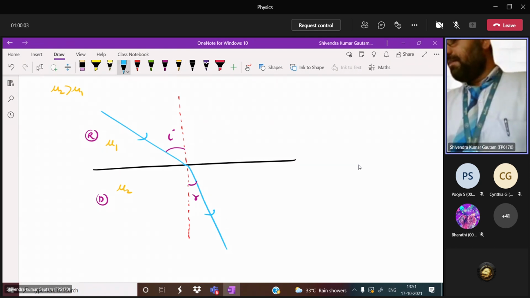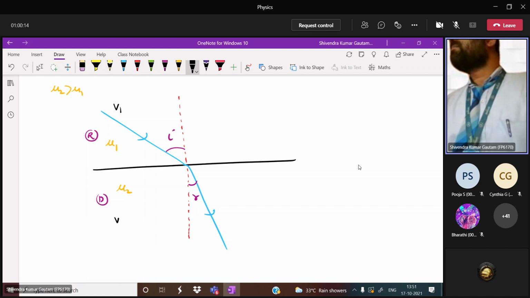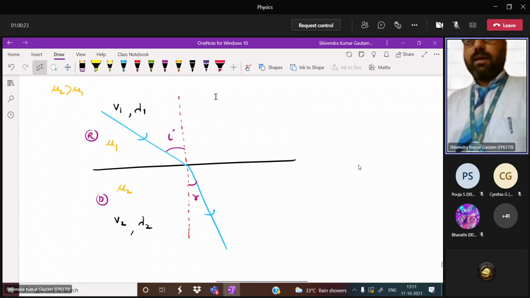Suppose the speed of light in this first medium is v1, and here the speed of light is v2. Here the wavelength of the light is lambda 1, and here the wavelength of the light is lambda 2. Now we have to apply Snell's law here.